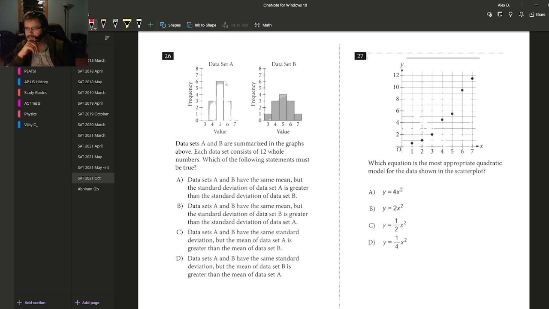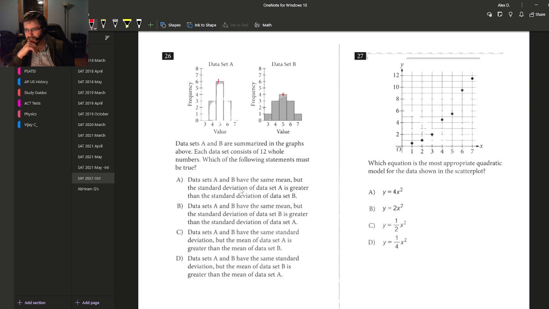Alright, so each data set has 12 numbers, so there's an equal number of terms. This is balanced, so the median is here. This is also balanced, so the median is there. So they have the same median, same average even, I think. Yeah, because if they're perfectly balanced, they all average right to the middle.